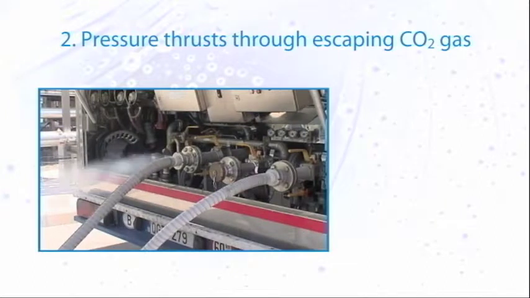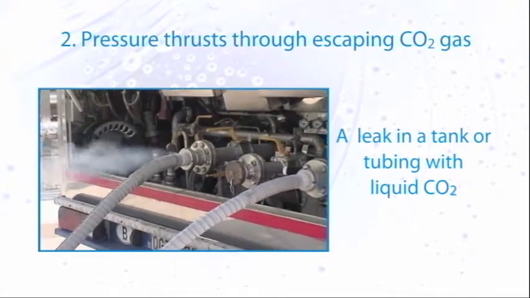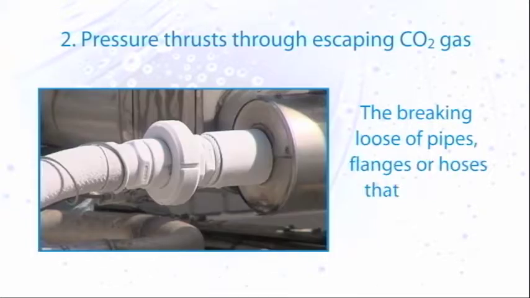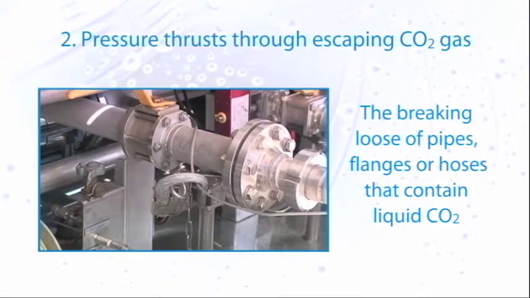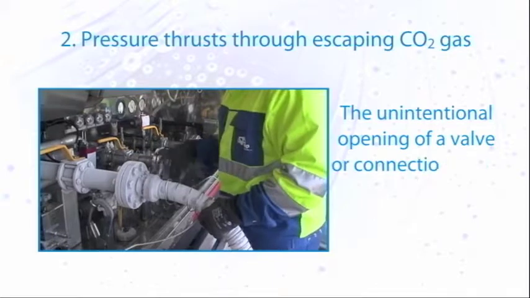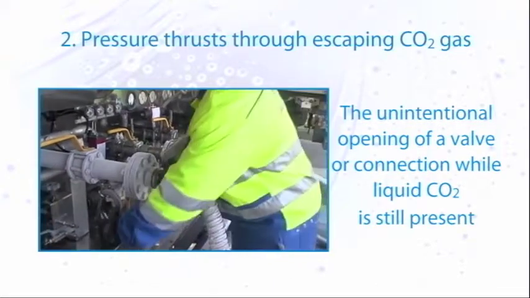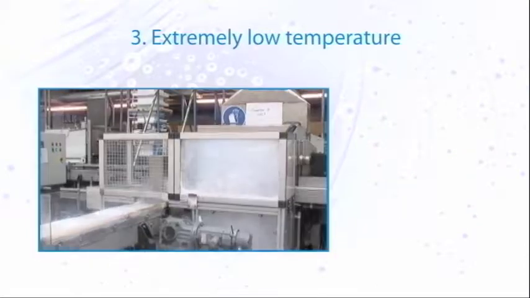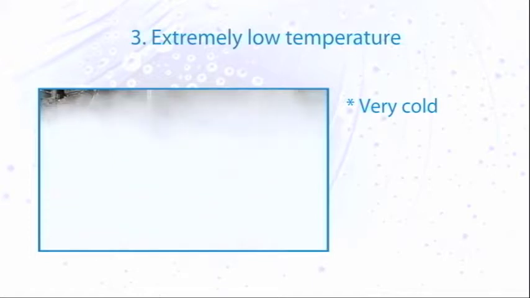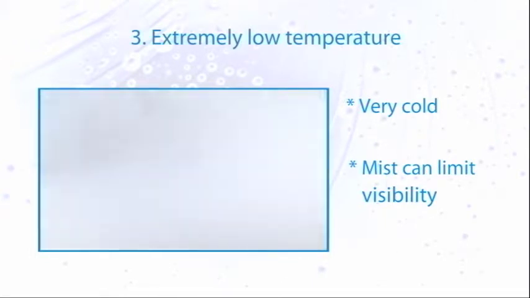A pressure thrust can be caused by a leak in a tank or tubing containing liquid CO2, the breaking loose of pipes, flanges or hoses that contain liquid CO2, or the unintentional opening of a valve or connection while liquid CO2 is still present. A space where a lot of CO2 gas has built up will be very cold. Through condensation, a kind of mist can develop that limits visibility.